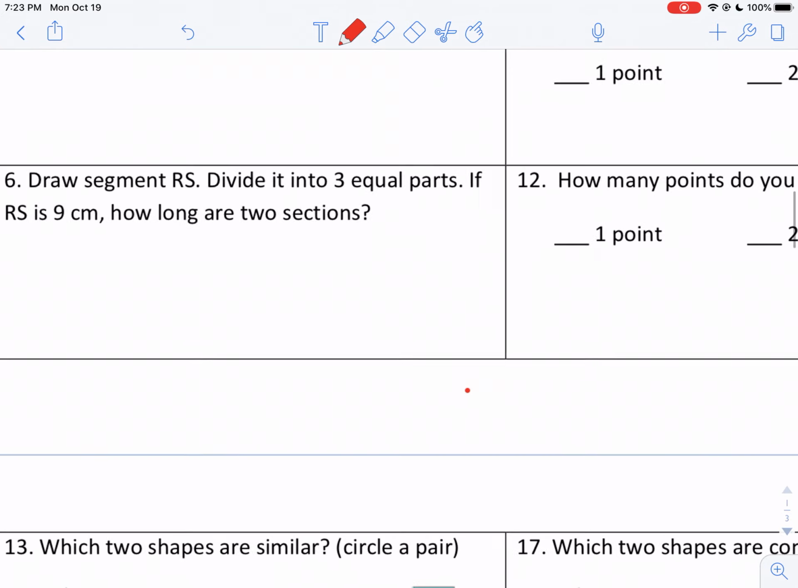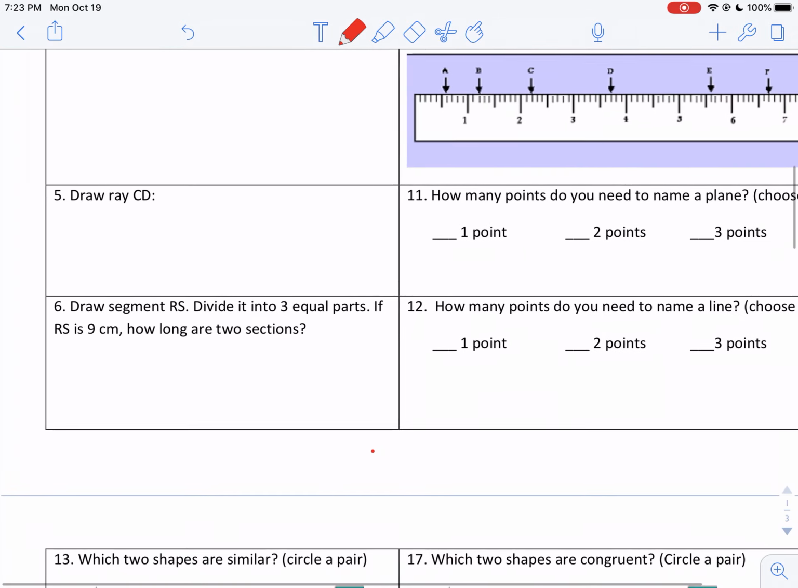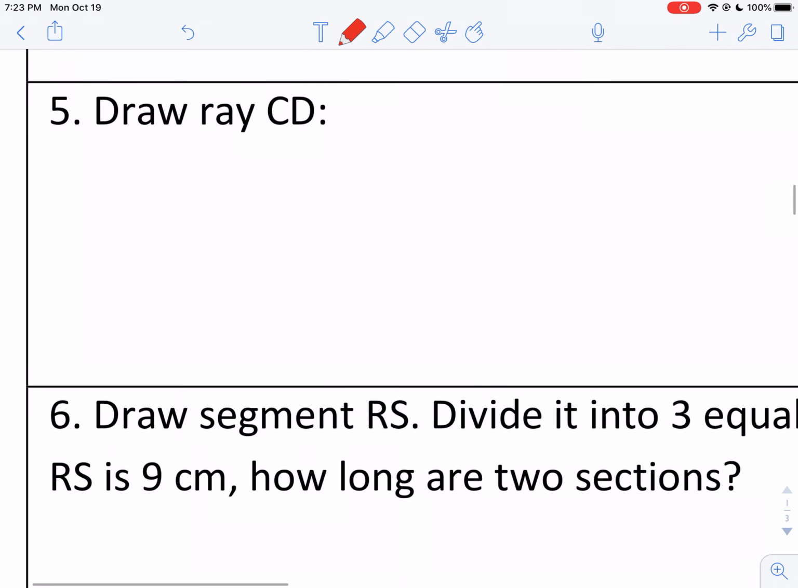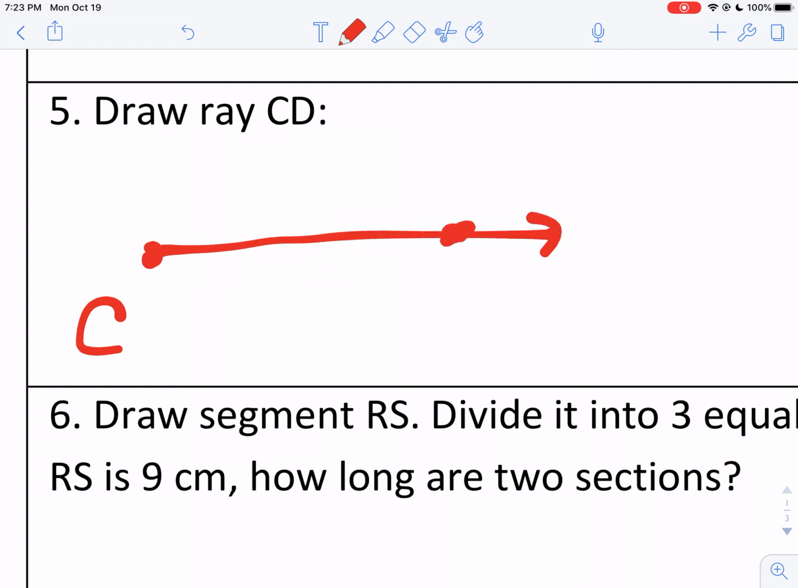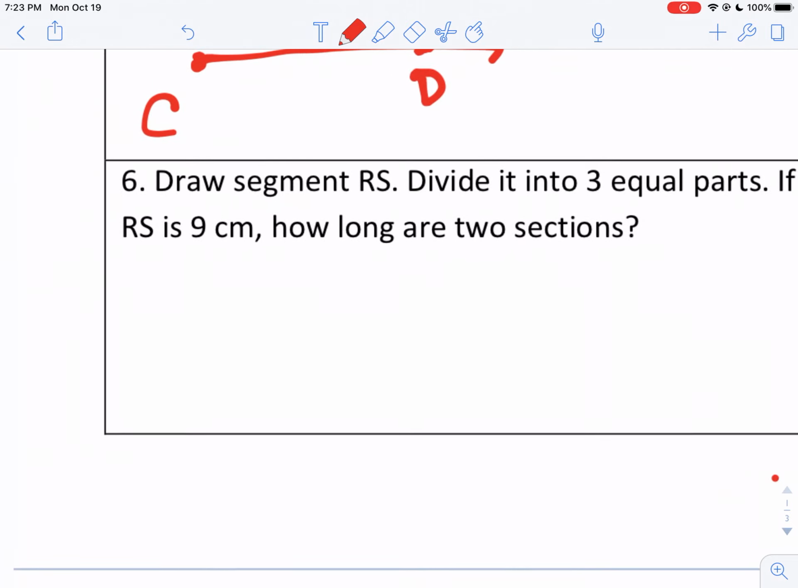I'm going to do number 6. Let me do number 5 first, okay? Draw ray CD. We've talked about a lot of rays because we've talked a lot about angles. So again, ray, fixed point, that's the first letter, that's your other point, D, and the arrow goes right through D. Remember the notation. If you don't want to write down ray, you've got to put the bar and put that arrow down, okay? So that's done.